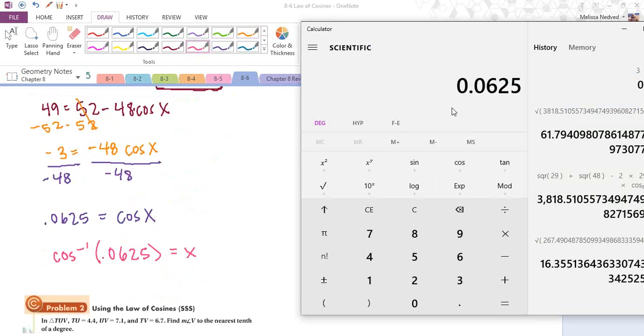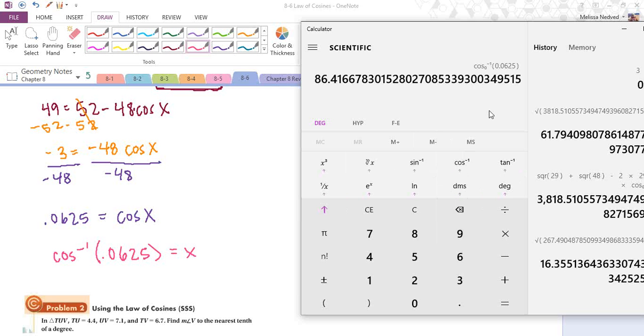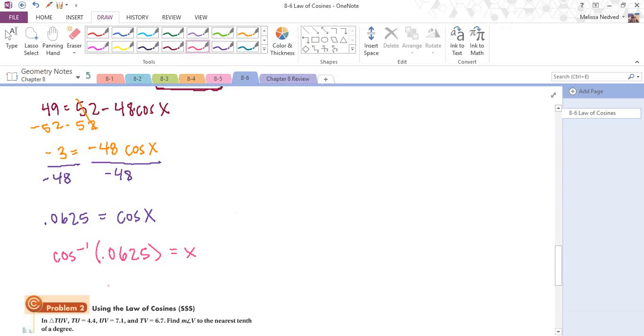And again, in your calculator, if you leave that division that you had from the previous step, find your inverse functions. In my case, it's the up arrow. If you're using the Google calculator, it's INV. If you're using a handheld, you have to click second and then cosine. Inverse cosine of 0.0625 is about 86.4 degrees. And that's my final answer.